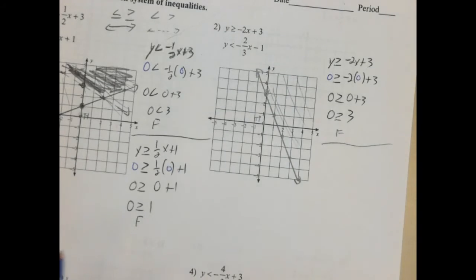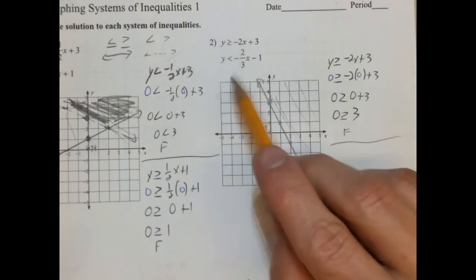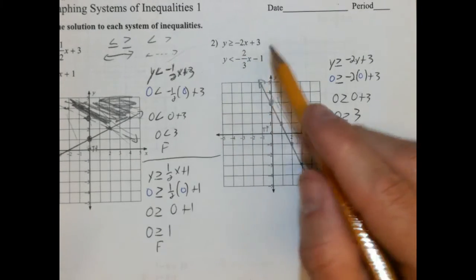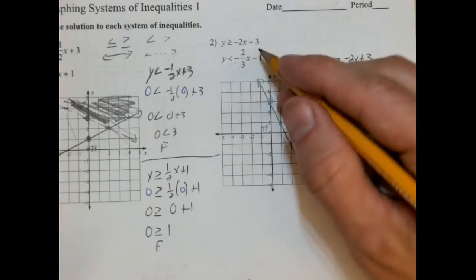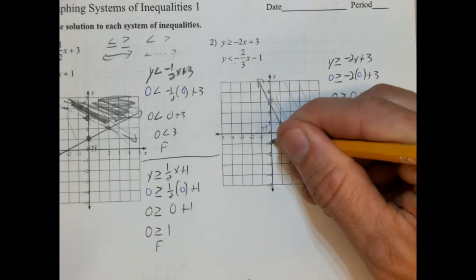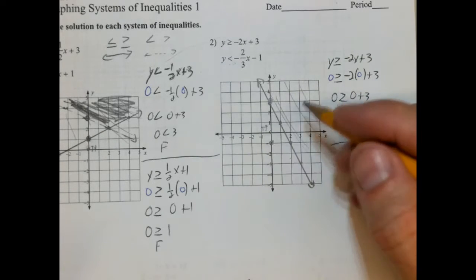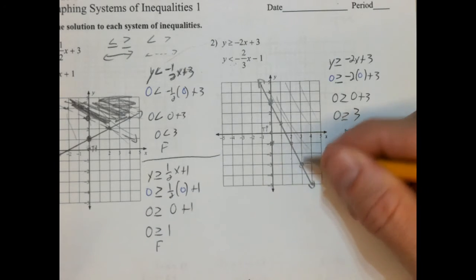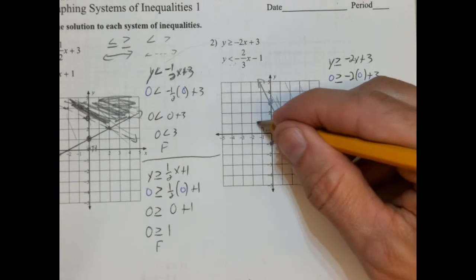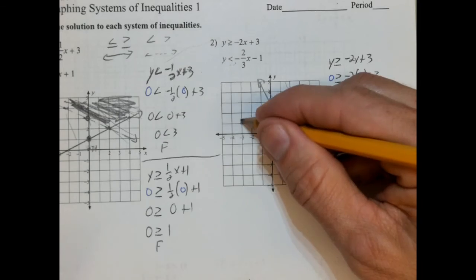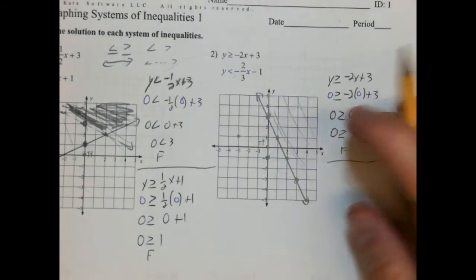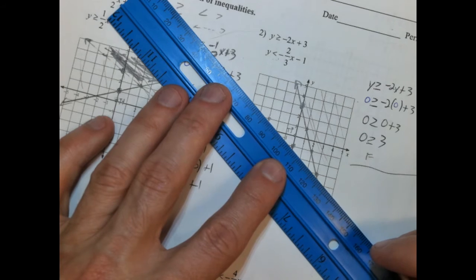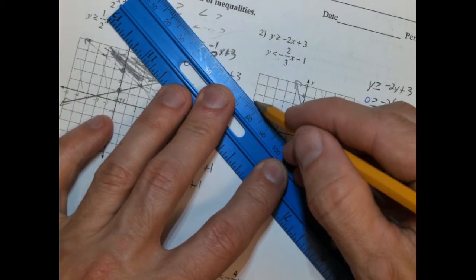And the other one is y is less than negative 2/3 x minus 1. So this is non-inclusive. The y-intercept is negative 1. The rate of change is negative 2/3. So down 2 over 3, counting over 1, 2, 3, right there. Then again, down 2, over 3. Okay, it's off screen. And it's a dotted line. It's non-inclusive.